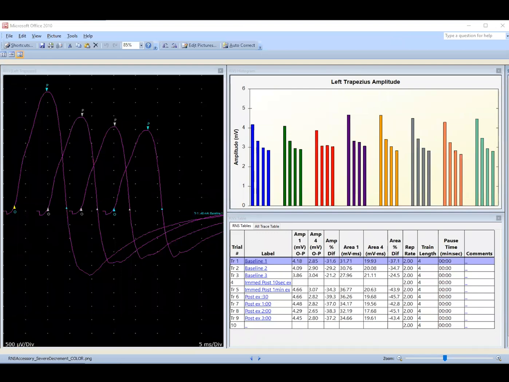Hi, I'm Devon Rubin, and for this Teachable Moment, I will be discussing repetitive nerve stimulation, and particularly, how do we assess whether a repetitive nerve stimulation study is reliable or not?